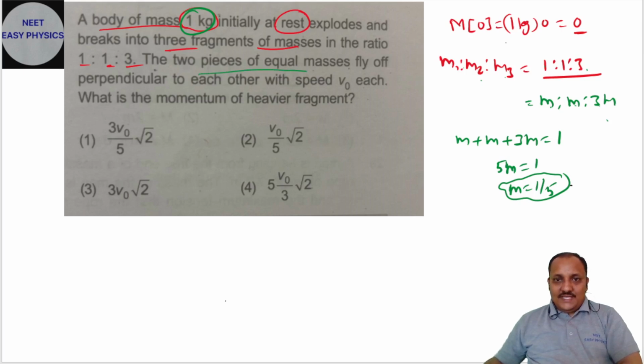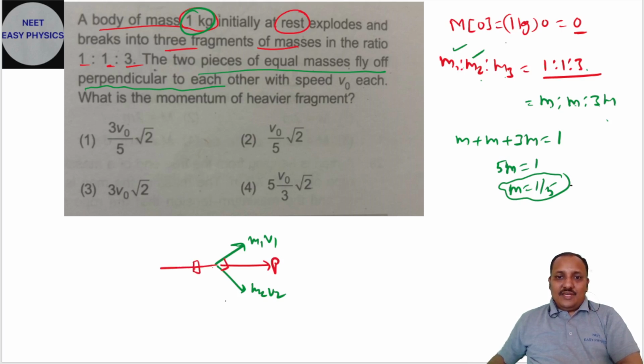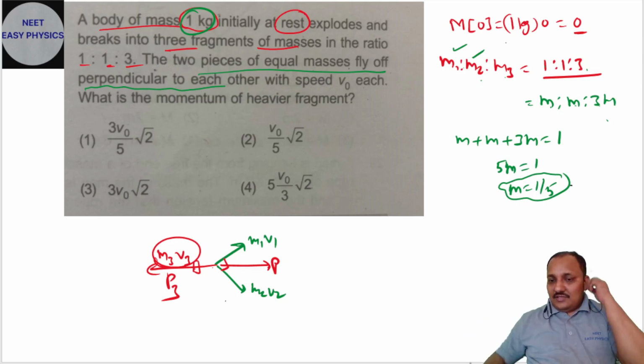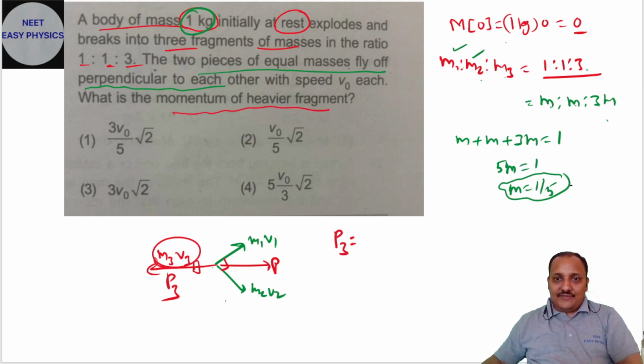Now, two pieces of equal masses fly off perpendicular to each other. Equal masses means again M1 and M2, M1, V1, M2, V2. So, what is the angle between these two? 90 degrees. So, the resultant of this one is P. The third one should be moving quite opposite to the resultant momentum, that is with P. So, this is going to be M3, V3. Understood? Again, this one is also the same problem but with a small change. They are asking the momentum of the heavier fragment. Heavier fragment means M3, V3.